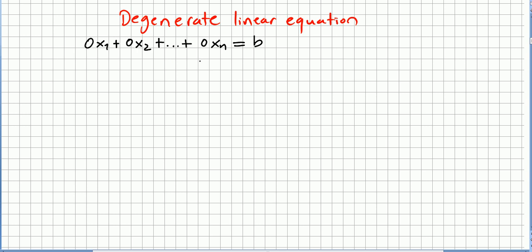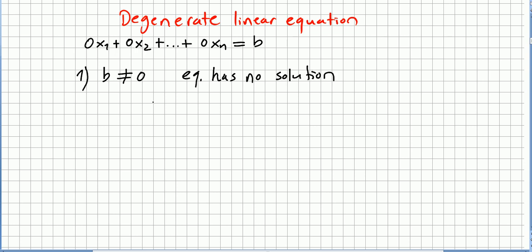Okay, let us consider now a degenerate linear equation. This is not so simple as it looks at first sight. The degenerate linear equation is the equation 0 of x1 plus 0 of x2 plus etc. plus 0 of xn equal b. So we have two cases. If b is not 0, then the equation has no solution.